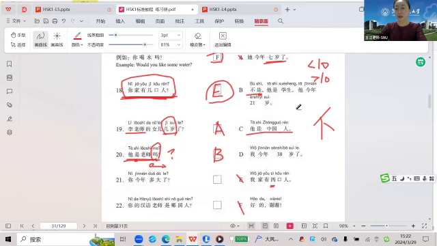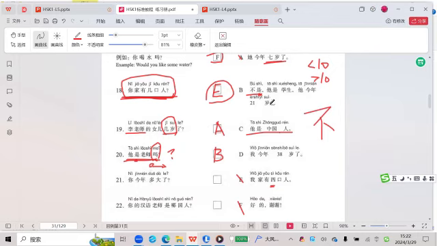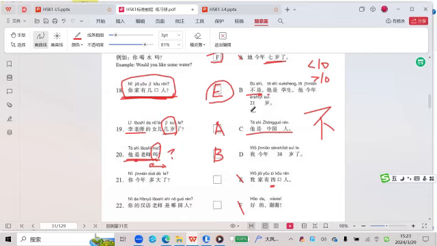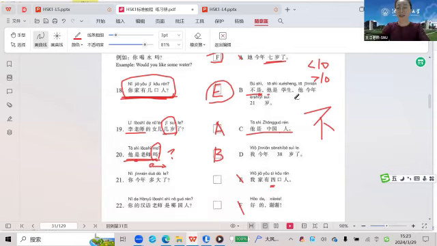Okay? So go on. 不是。 他是学生。 He is a student. 他今年21岁。 His age is 21 years old. Yes, he is 21 years old this year.